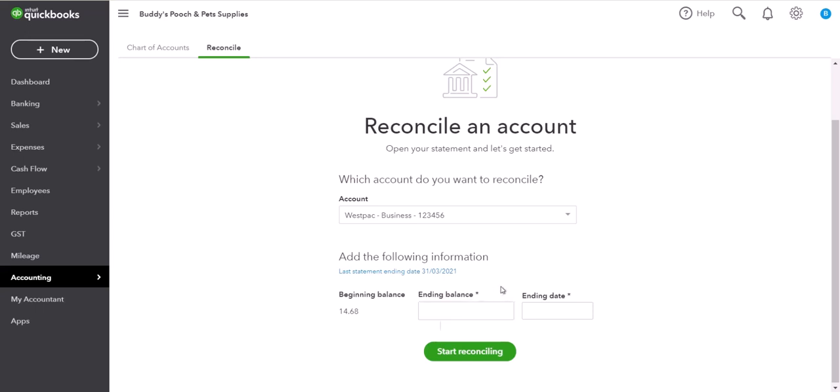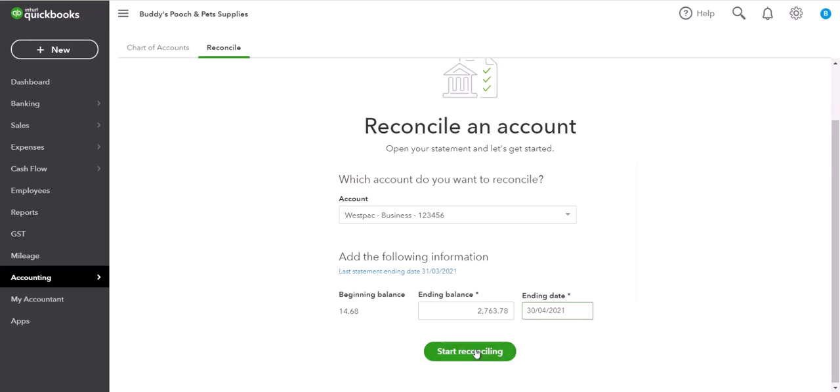So let's go ahead and process our first bank reconciliation together. The beginning balance on the 1st of April will be $14.68. Now the end balance on our bank statement for this particular bank account is $2,763.78. The end date is the 30th of April, because that is what I see from my bank statement. That's where I'm getting these figures from.